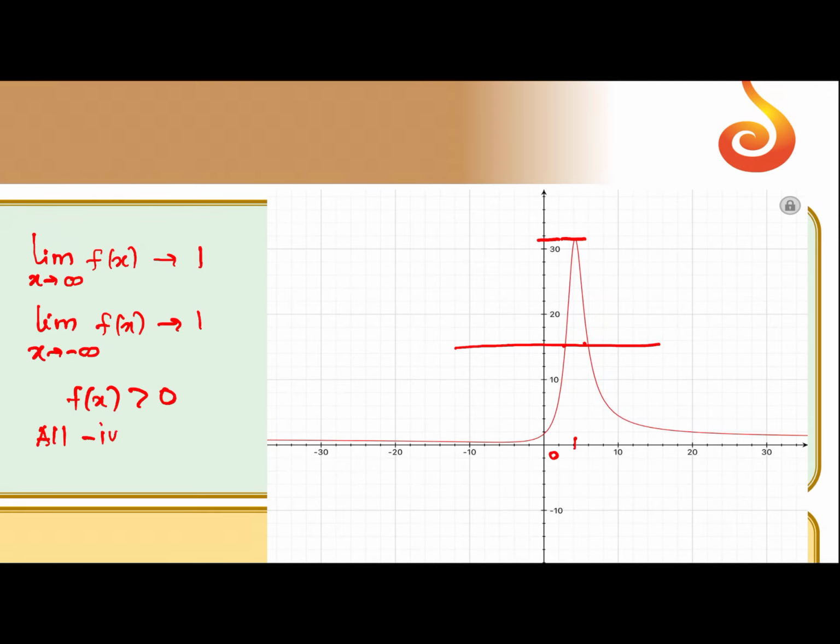All negative real numbers are left unmapped. Okay, so therefore it is many-one into. It is many-one into.